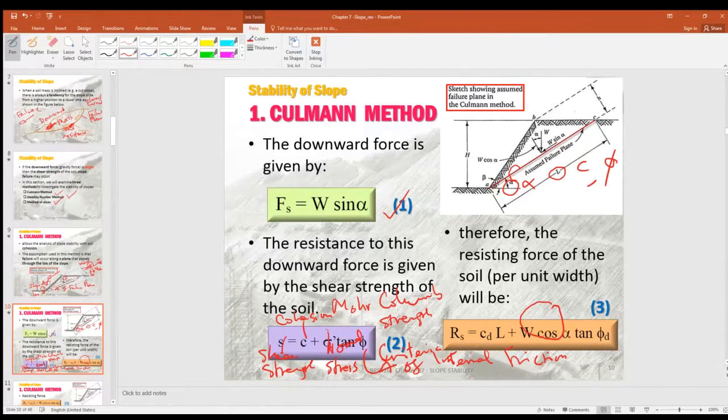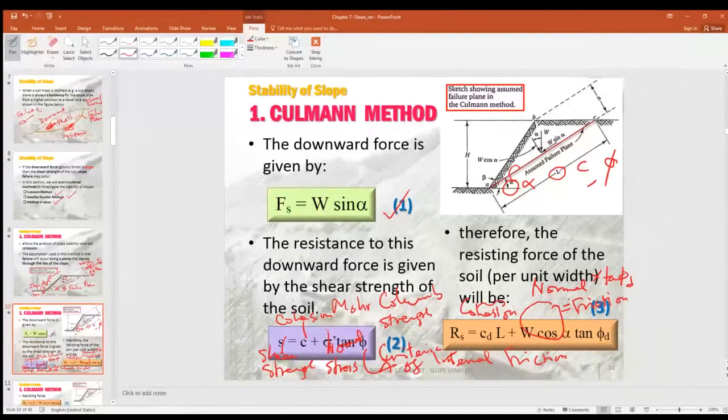Okay? So the cohesion, in kilonewton per meter square, times the length gives you the total downward force due to the cohesion. So C times L. And what about the normal force? The normal force is W cosine alpha. Okay, so that's the normal force, times tangent phi D, which gives you the friction force.